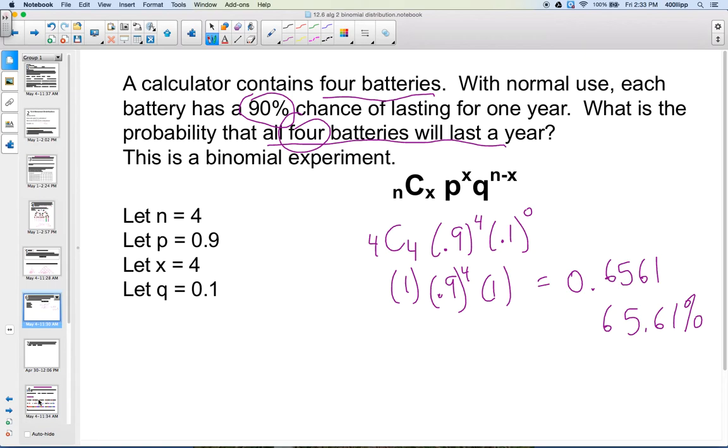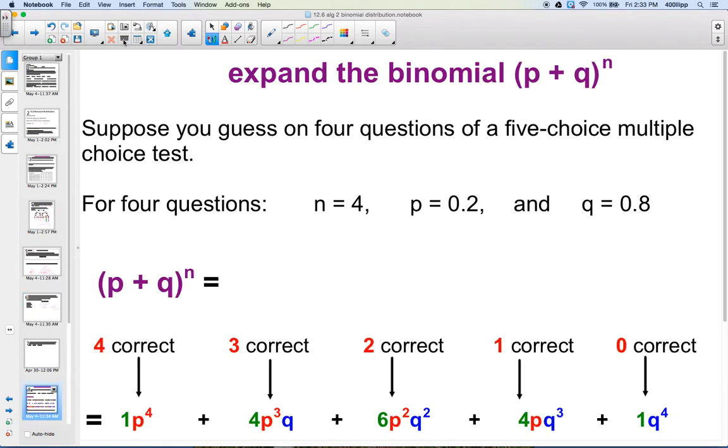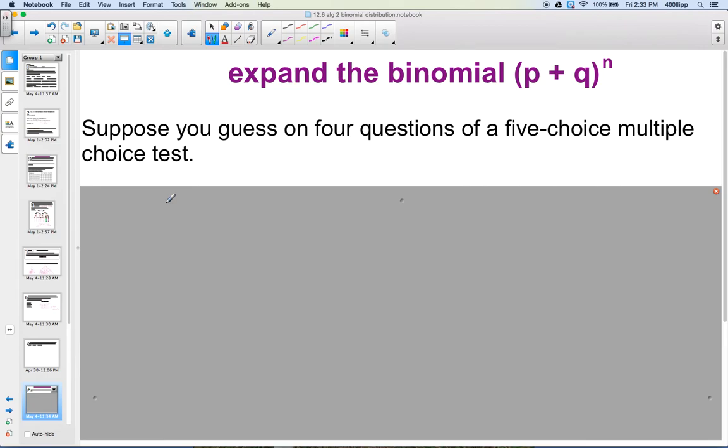Moving on, let's take a look at guessing on a multiple choice test, which is never a good idea. Make sure you always study. We're going to prove that right now. It says suppose you guess on 4 questions. We have 4 questions. Okay, so we have question 1, 2, 3, and 4. And it's a 5-choice multiple choice test. So our choices are A, B, C, D, and E.